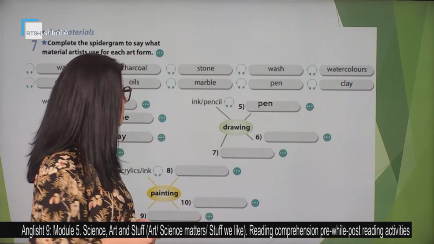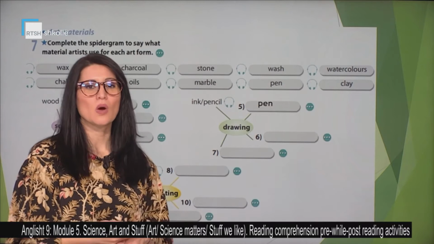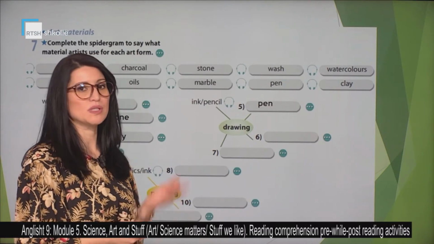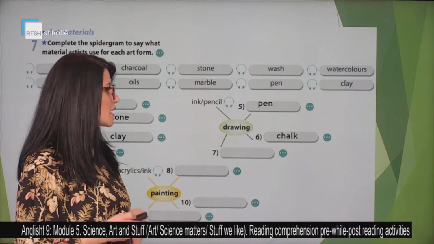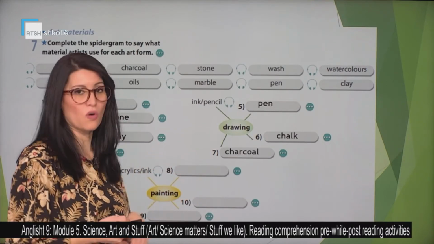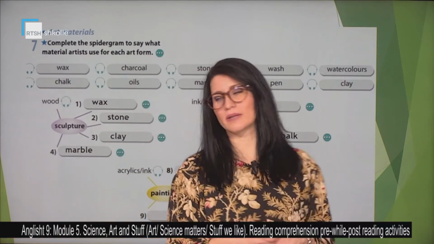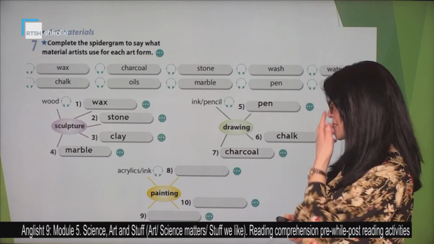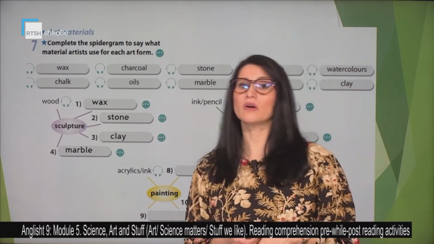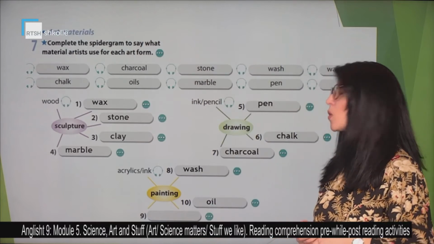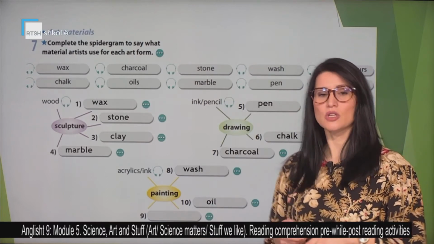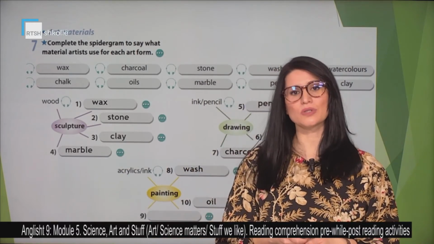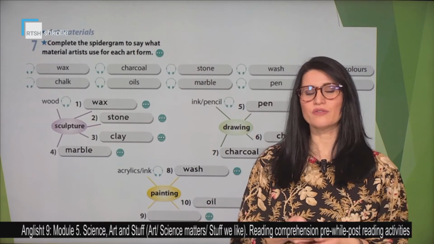Now let's go on. We have drawing. What materials do the artists use to make their drawings? They use ink, pencil or pen, they use chalk or charcoal. Let's go on with the next one. Paintings. What materials do the artists use to make their paintings? They use acrylics, ink, wash, oil or watercolors. So we had some vocabulary on the materials the artists use to make their different forms of art.